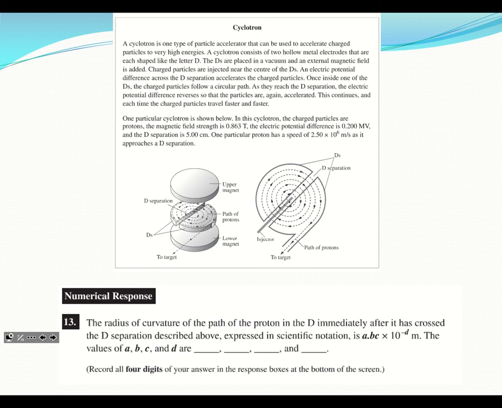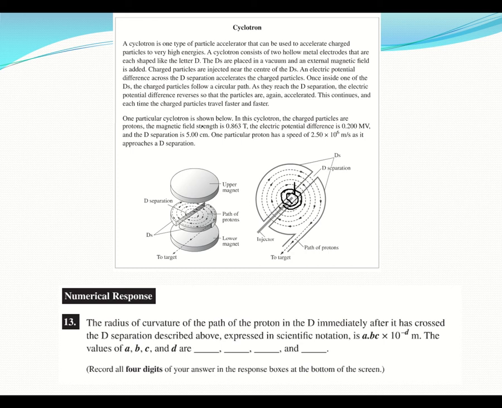But what happens is that when the electron crosses this gap here, it accelerates. I wish that mouse didn't skip like that. Let me try that again. So when it accelerates across this D gap, this D separation here, it accelerates, and then it travels in a circle, and then it accelerates across this gap, and then it travels in a circle, accelerates, circle, accelerates, circle.